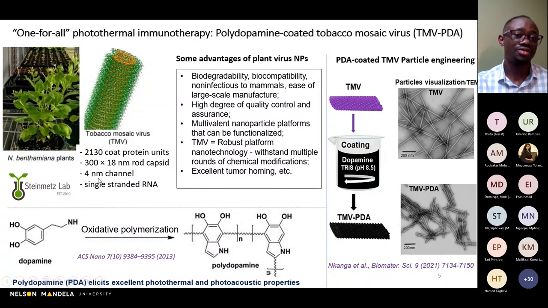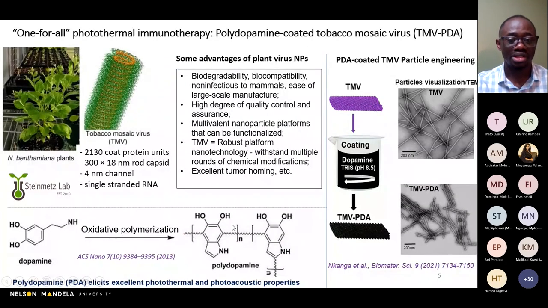The characteristics of tobacco mosaic virus are quite interesting because they enable you to attach your cargos either internally or externally. In this case, we used the tobacco mosaic virus as a platform, as a vehicle, but mostly because it is known to have some immunogenicity. It is immunogenic, so we're hoping that it would support the immunotherapeutic components of the treatment. On the other side, because it does not have any photothermal property, we had to add an additional component, which in this case was polydopamine, which is easily synthesized through oxidative polymerization of dopamine. So we have a room temperature reaction.